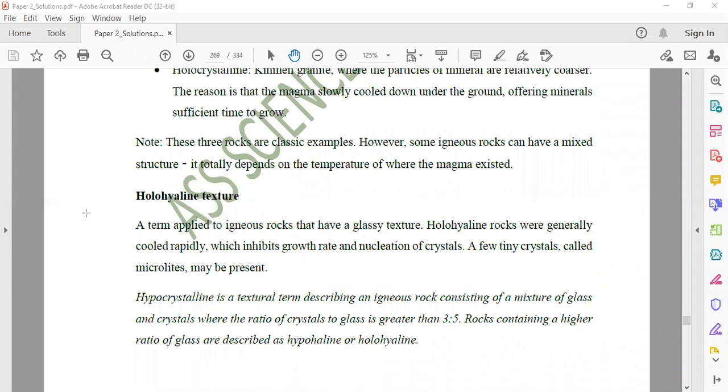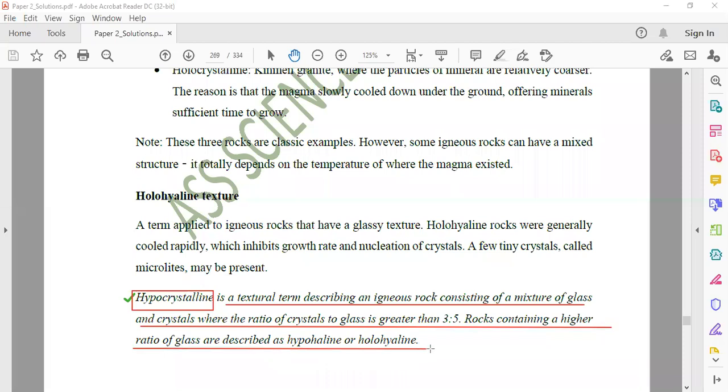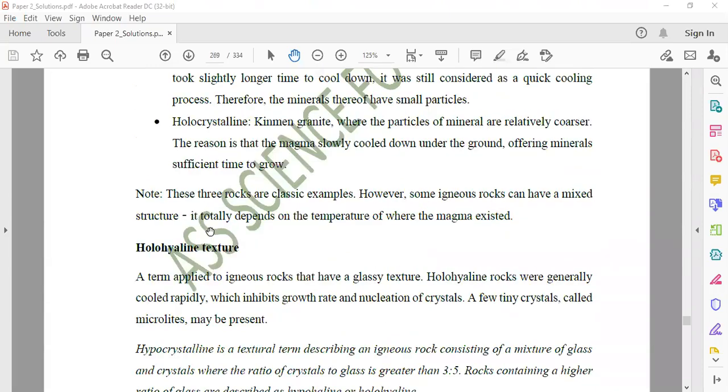उसके बाद एक टर्मिनोलॉजी और है वहां पे जो हाइपोक्रिस्टलाइन आपको बोली गई है. हाइपोक्रिस्टलाइन को भी ध्यान रखना है बिकॉज दैट कुड बी आल्सो बी आस्क्ड. हाइपोक्रिस्टलाइन स्ट्रक्चर, दिस वन, राइट. So hypocrystalline is basically a texture term describing an igneous rock consisting of a mixture of glass and crystal where the crystal to glass ratio is greater than 3:5. Rock containing a higher ratio of glass is described as hypohyaline, holohyaline, hyaline. ठीक है, ग्लास का जहां पे ज्यादा रेशियो होता है तो ये ध्यान रखना है हाइपो में. And these were the terminology about this.